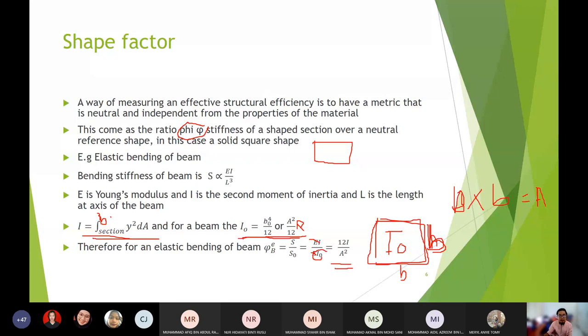Ini, kita dapat kat sini dah, a squared over 12 ni kita tahu dah. Tapi I ni is for the shape that we want to consider, tak kisah, regardless triangle, circle or I shape, doesn't matter. Okay. But for a solid square, kita tahu dah ada formula dia ni, that's why dia jadi macam ni.